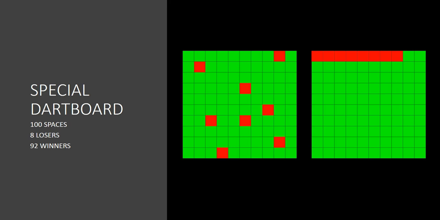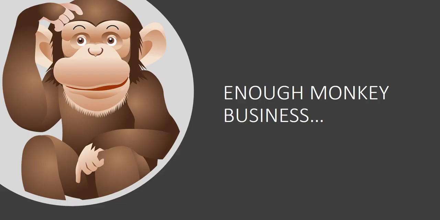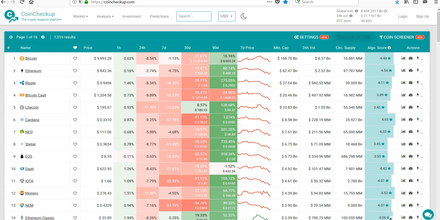And then if we group them all together, we basically see a quick visual of the current cryptocurrency market based on return of those coins over a 90-day period. So enough monkey business. Let's take a look at a site called Coin Checkup. Many of you are familiar with this. Those of you that are not, I highly recommend you take a look at this website in order to research coins that you're interested in.